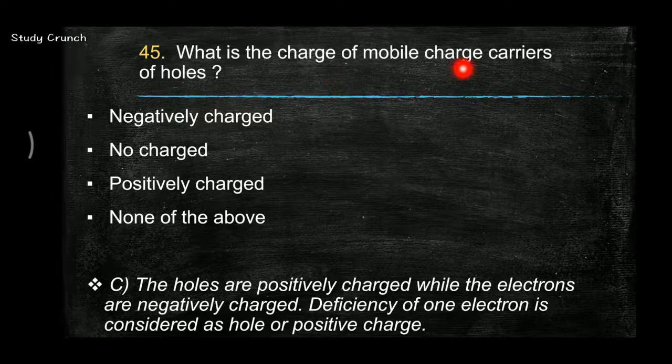Next, what is the charge of mobile charge carriers of holes? So the answer is C, that is positively charged. We know that holes are positively charged while electrons are negatively charged. So deficiency of one electron is considered as a hole or the positive charge. So it is positively charged.